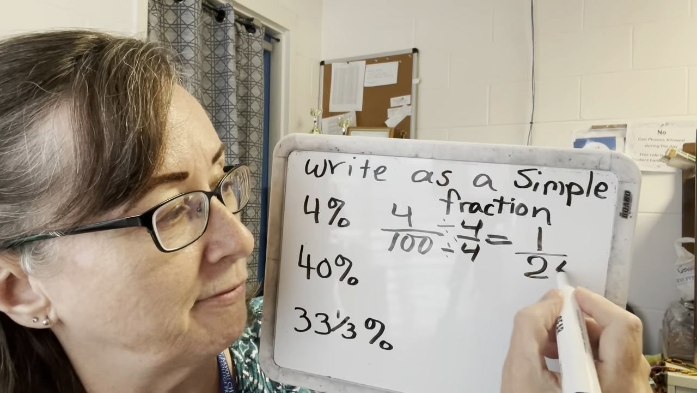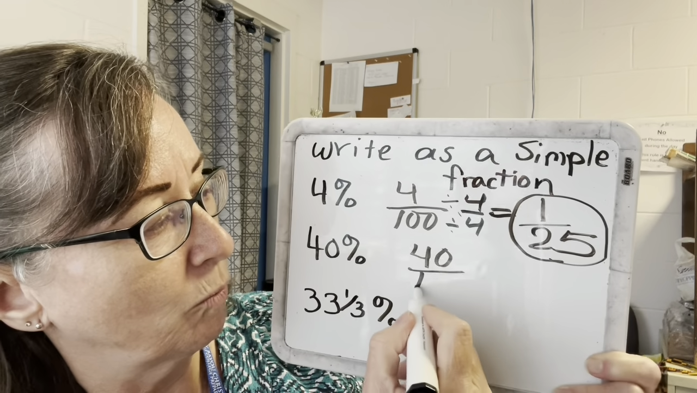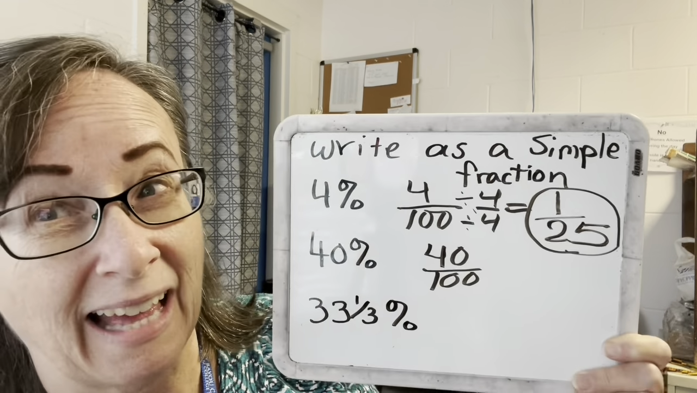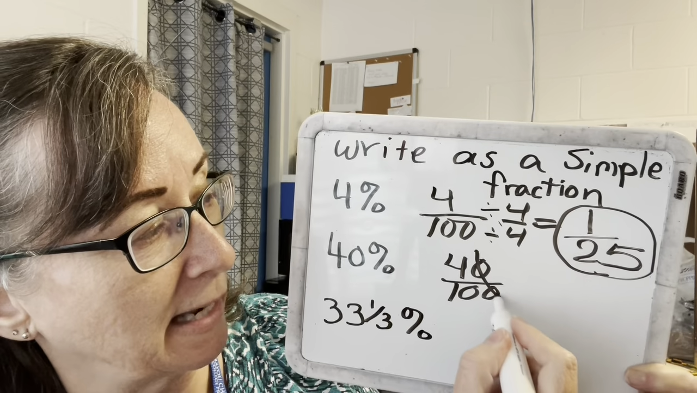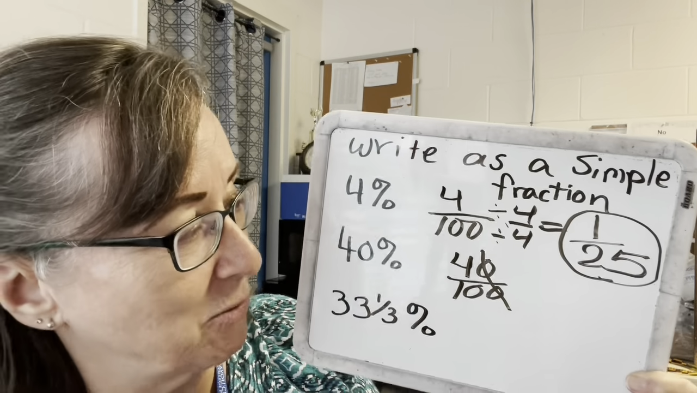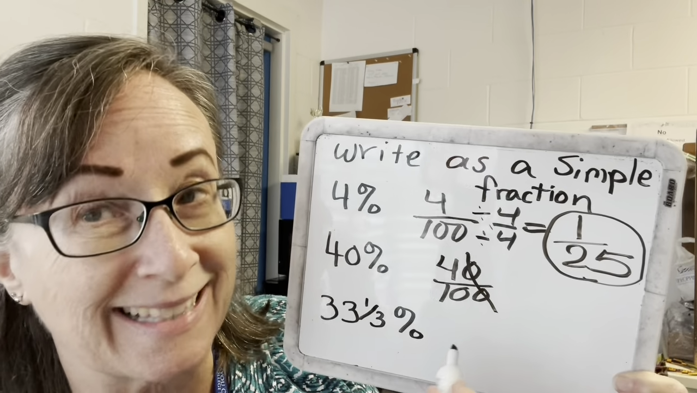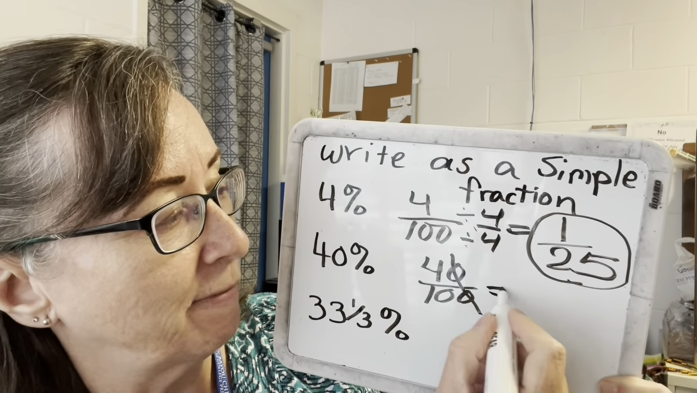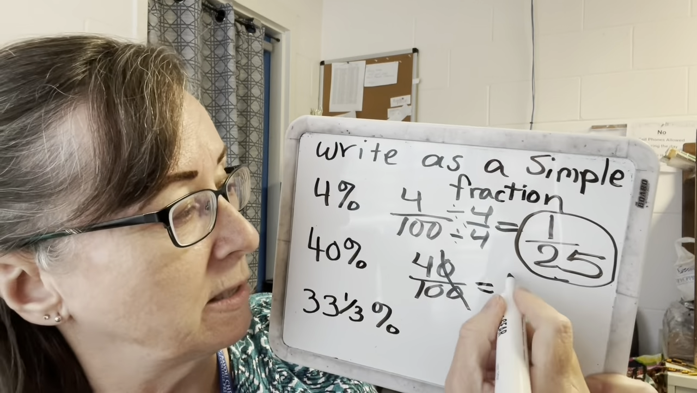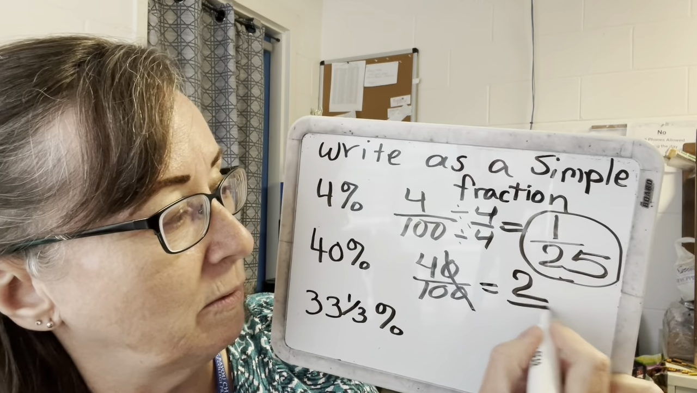40% is 40 over 100. Well, I can very quickly just cancel out a 0 on each one. So 4/10 does simplify. If I divide the top by 2 and the bottom by 2, I get 2/5. So 2/5 is the same as 40%, and 40% is the same as 2/5.